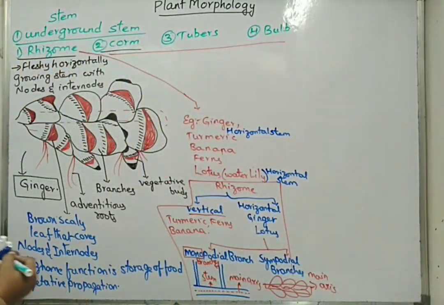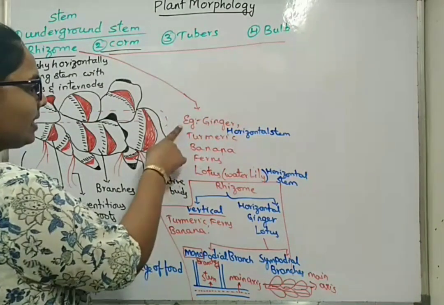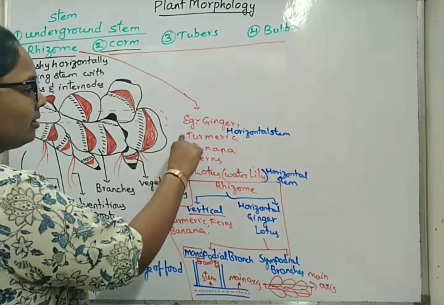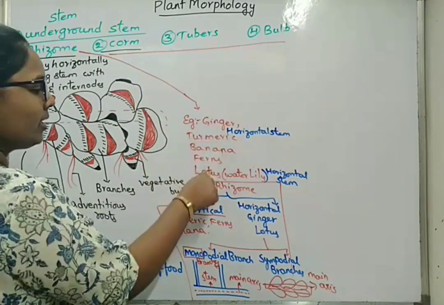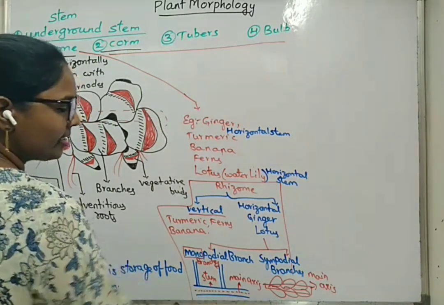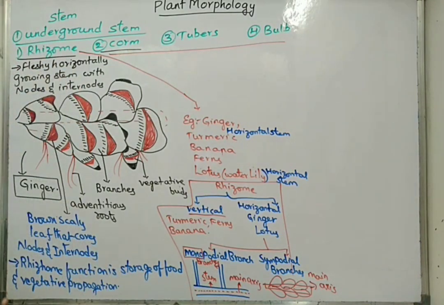So such types of branches are called sympodial branching. Here, examples under rhizomes I have given: ginger, turmeric, banana, ferns and this one. These three are vertical rhizomes, ginger and lotus are horizontal rhizomes. Again they are divided into monopodial and sympodial branching. So these are some important details regarding the rhizomes.